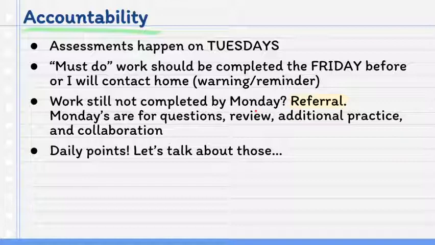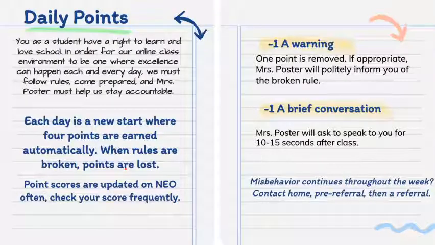Another method for accountability, more on our behavior and prepared side, is our daily point system. So daily points are something that happen in my class in person and are happening on Zoom as well. And they're super important. And the reason they're super important is because you have a right to learn and love school. And in order for our class environment online to be one where we can really excel each and every day, really collaborate effectively, really dive deeply into the content, we need to follow a couple of basic rules.